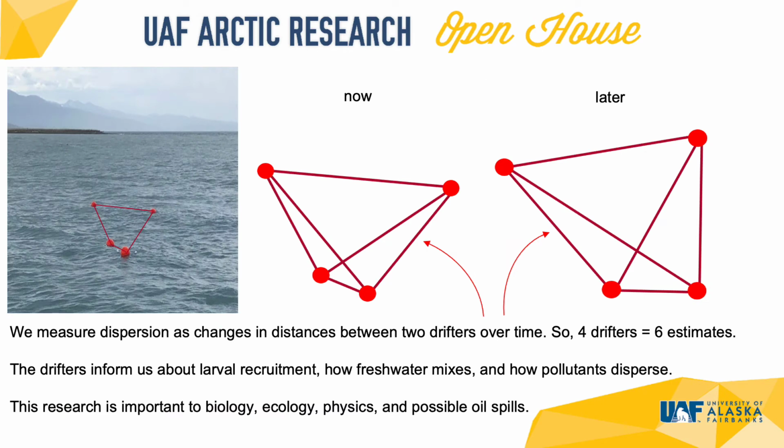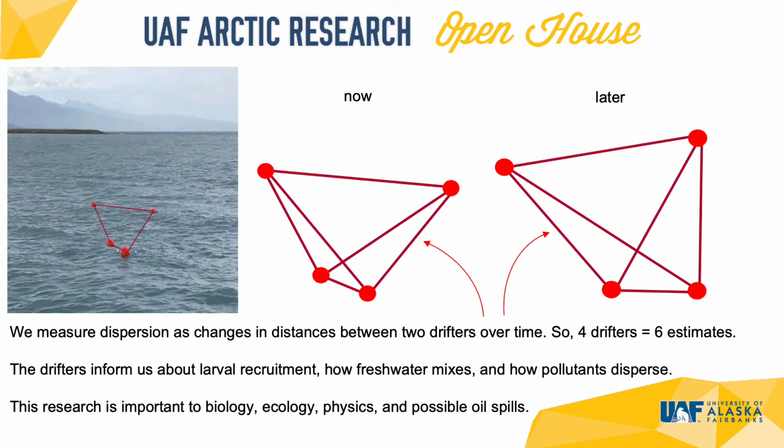The drifters measure this quantity called dispersion. And you can see here I've connected four drifters that are deployed in Kachemak Bay in the far left photo with red lines. And we're looking at how the distance characterized by those red lines increases over time. And the two color-coded cartoons in the middle show this relationship between distance and time, and that is our measurement of dispersion. And we look at that over hours and days. Because we put four drifters in, we get six estimates, six distances between pairs to calculate this quantity called dispersion.